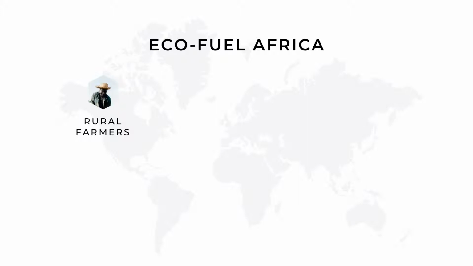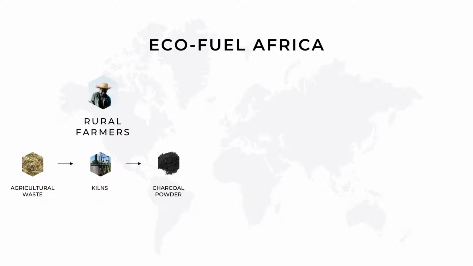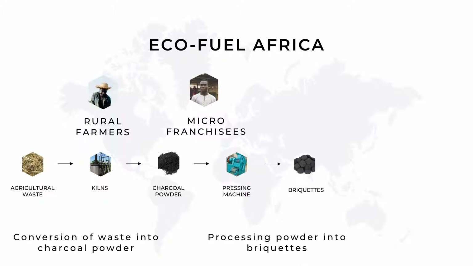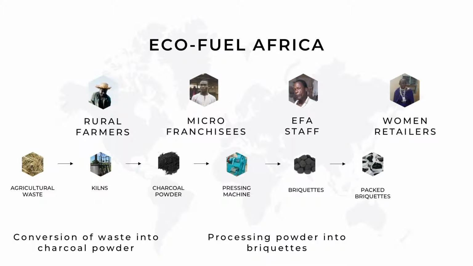The rural farmers collect the agricultural waste and convert it into charcoal powder using kilns. The micro-franchisees convert the charcoal powder into charcoal briquettes. The EFA staff packages and distributes the charcoal briquettes to the woman retailers who sell the briquettes to the final consumer. As a focal point of the value chain, the EFA staff is in charge of technology development and transfer, leasing, training, and network management.